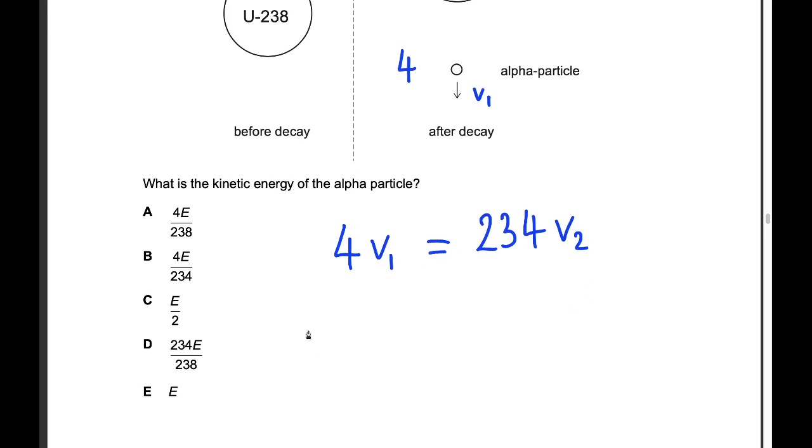Okay, so we know that the kinetic energy after the collision is equal to E, so we can say that that is 1 half times 4 times v1 squared. So I'm just going to write that as 1 half times 4 is 2, so it's going to be 2v1 squared. And this other one is going to be 1 half times 234 times v2 squared. So half of 234 is 117. So plus 117 v2 squared.